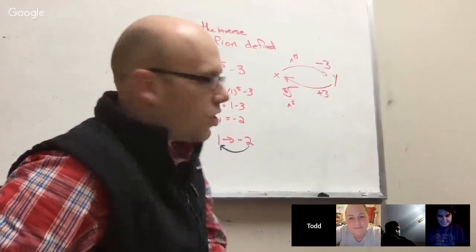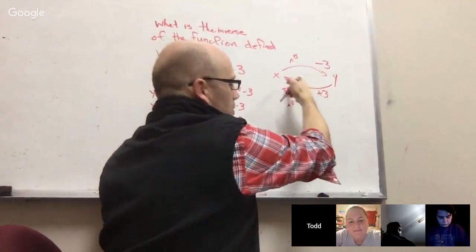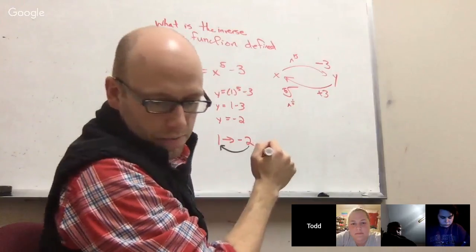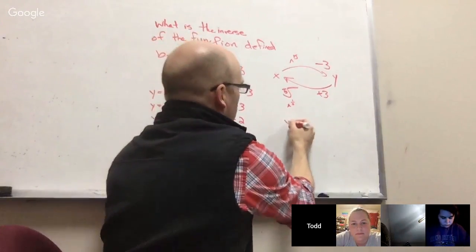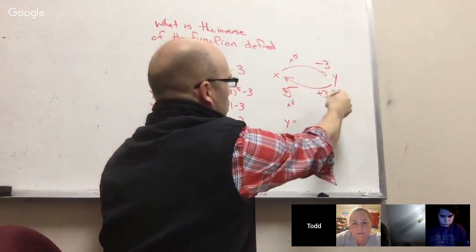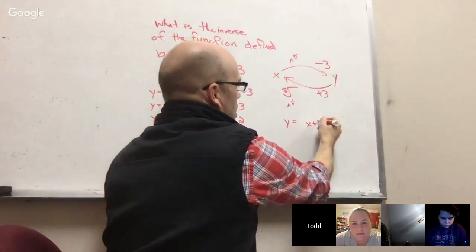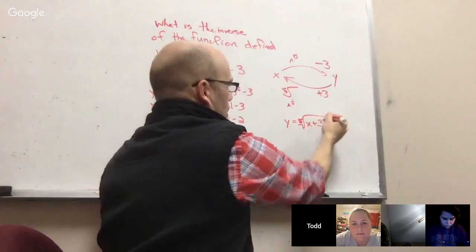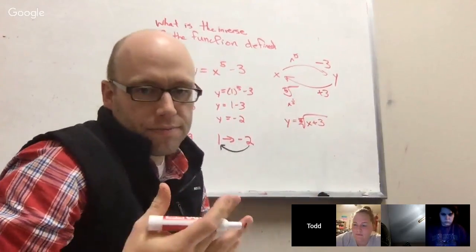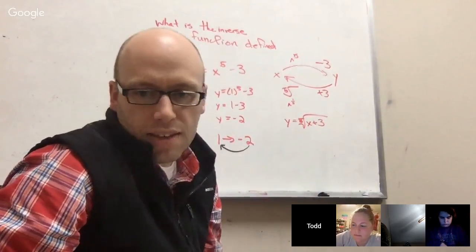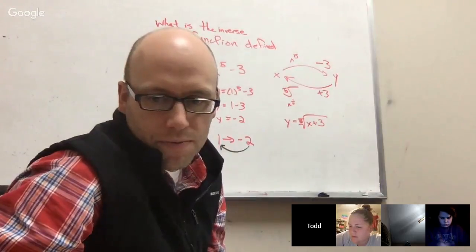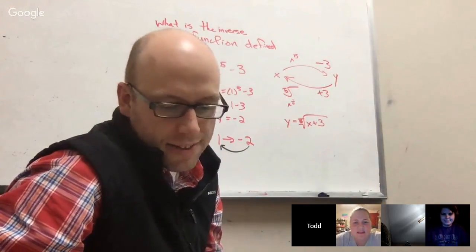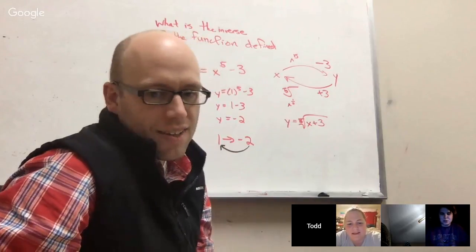So the inverse function should say what? Well, in order to take the inverse function, you're going to add 3 to x, and then take the 5th root of that whole thing. And that's it. You with me? And boom. There you go. That's it. Easy peasy lemon squeezy.